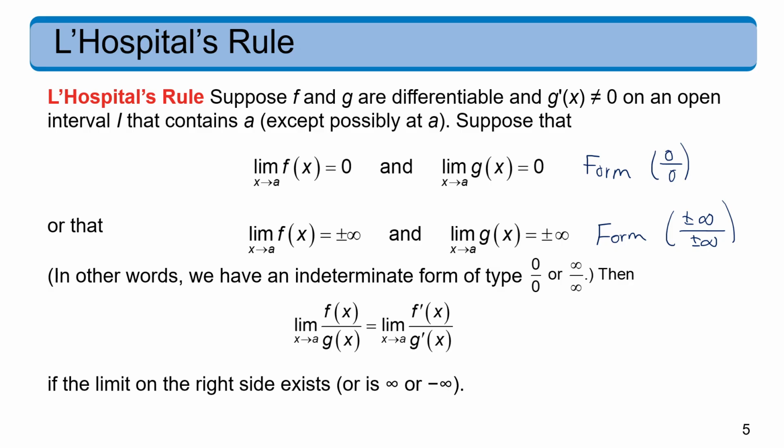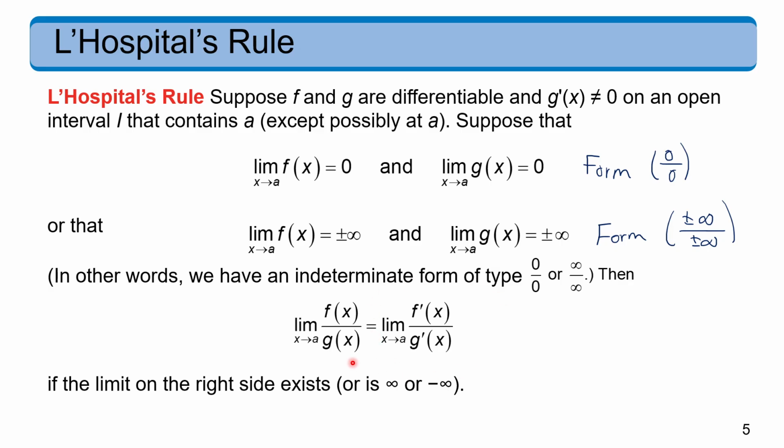Now, how do we use it? Here's the main rule right here. You can rewrite the limit that's indeterminate as a new limit. And the new limit looks almost the same. It's just that you replace the numerator with its derivative, and you replace the denominator with its derivative. So the rule here does not evaluate the limit for you, because it's still a limit, right? There's still a limit sign here. You still have more work to do to evaluate this limit.